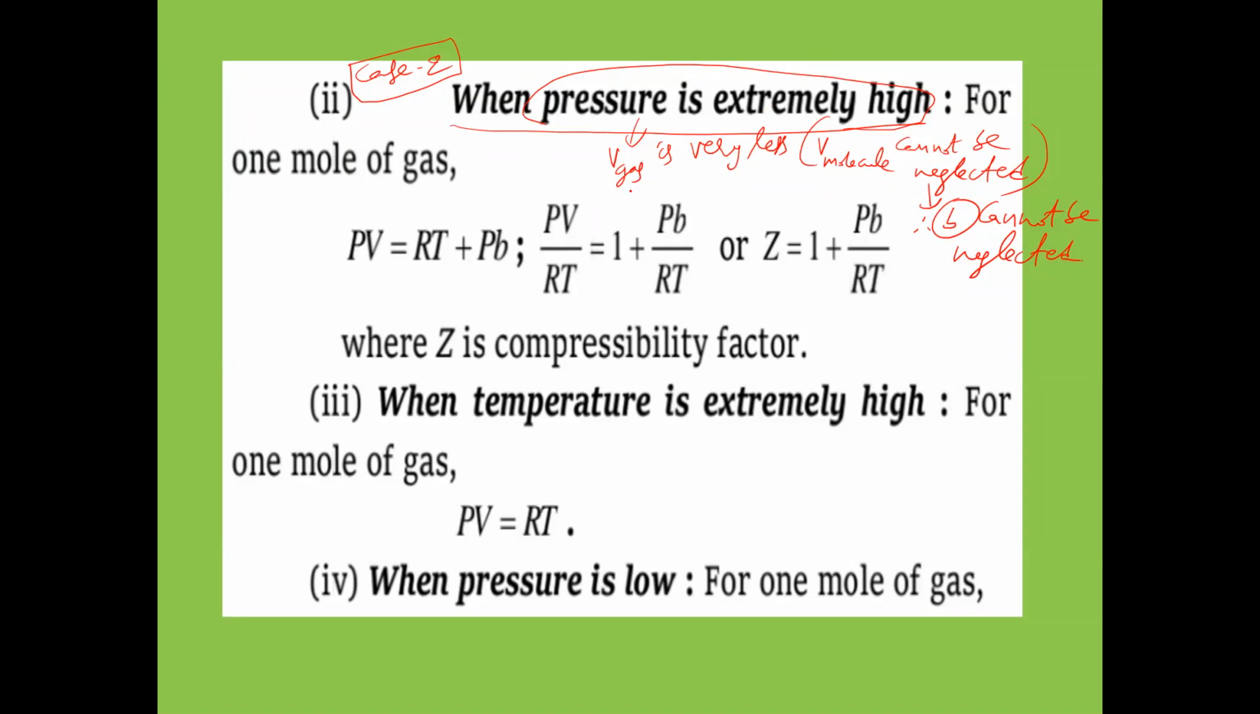When the volume is very less, the volume of the gas molecule, that is 4/3 pi r cube, cannot be neglected. Each gas molecule also will be taken into consideration because the volume of gas is very less. So b cannot be neglected, b should be there. Is that clear, ma?